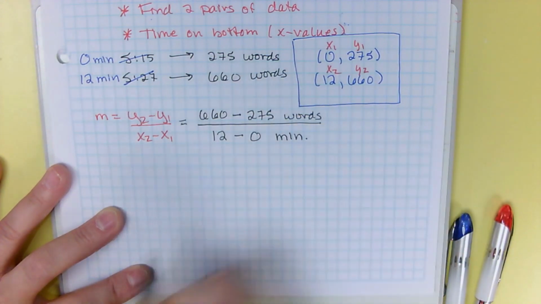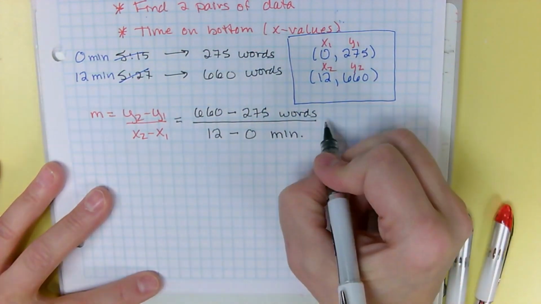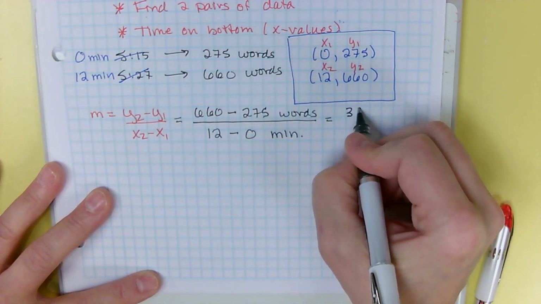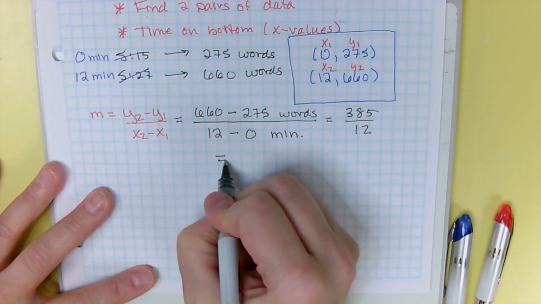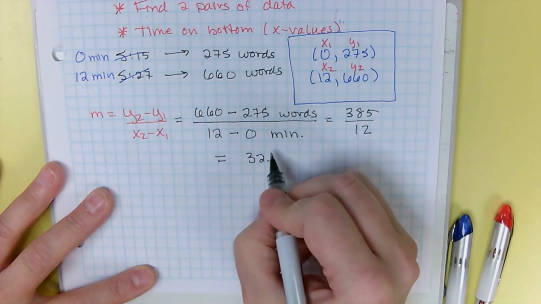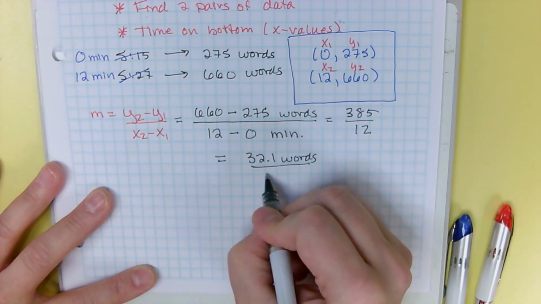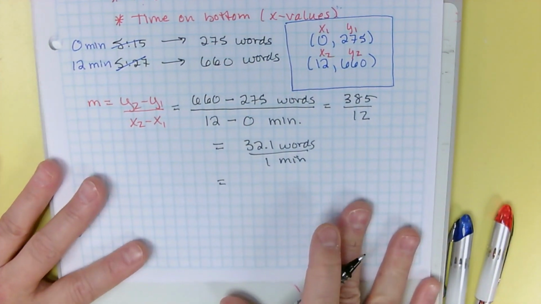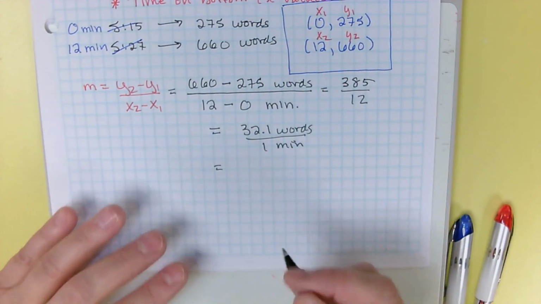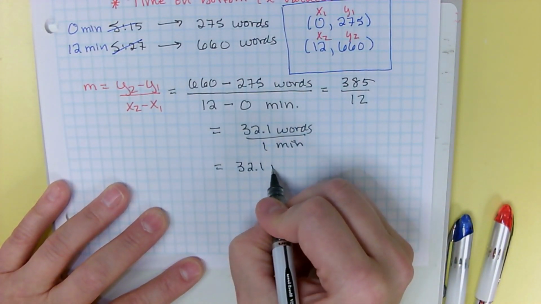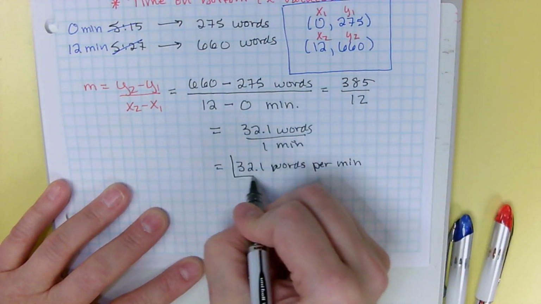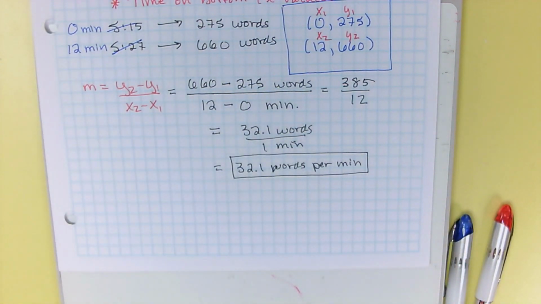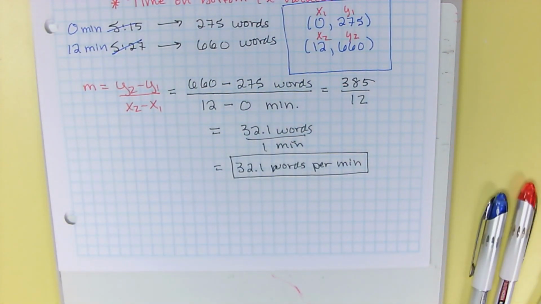And those are minutes. So when you simplify this, you get 385 over 12, which doesn't make sense for words per minute. So you divide those and you get 32.1 words over 1 minute. And remember from what we did before, unit rate, you just use the word per. So 32.1 words per minute. So your rate of change is your slope, time always on the bottom. Okay, are there any questions about that?